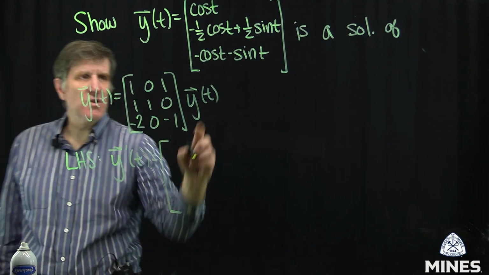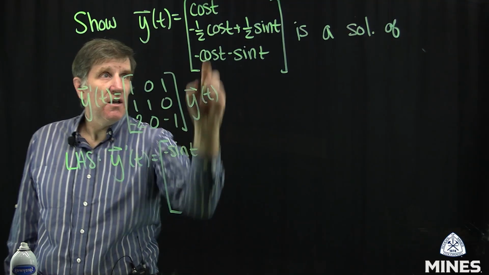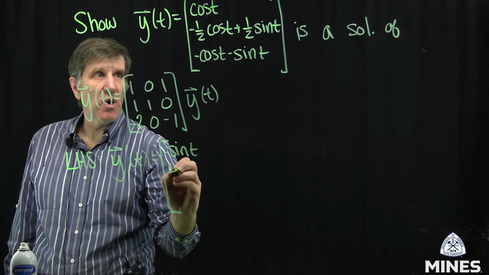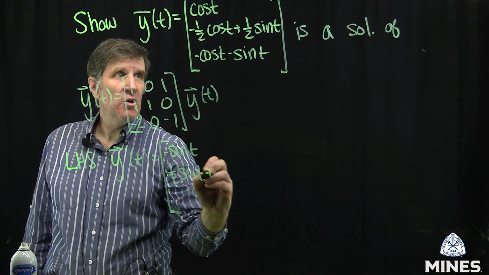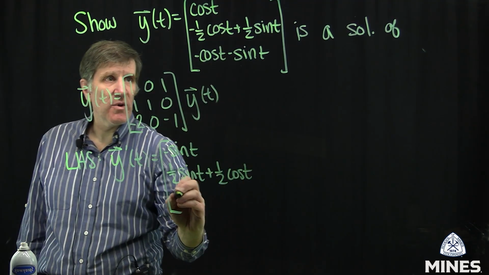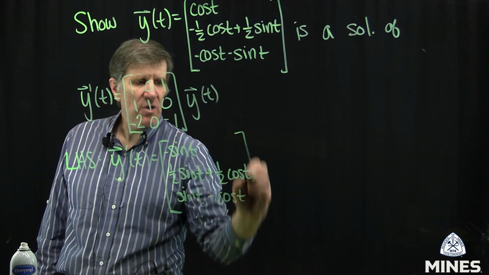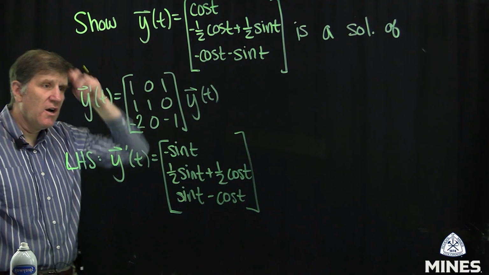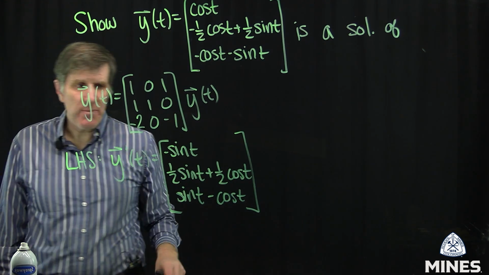of this candidate solution. The derivative of cosine of t is minus sine of t. Here we have a plus 1/2 sine of t plus 1/2 cosine of t, and here it looks like we have sine of t minus cosine of t. So I just took the derivative of each of the three functions in this vector valued function, and I have y prime is equal to this.